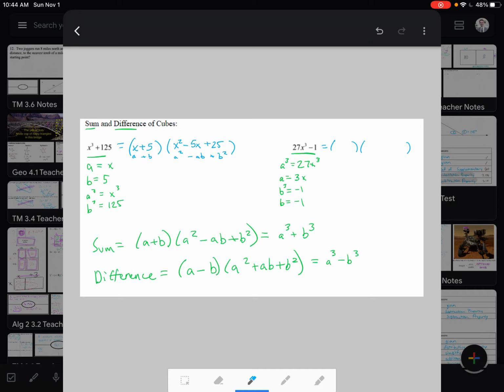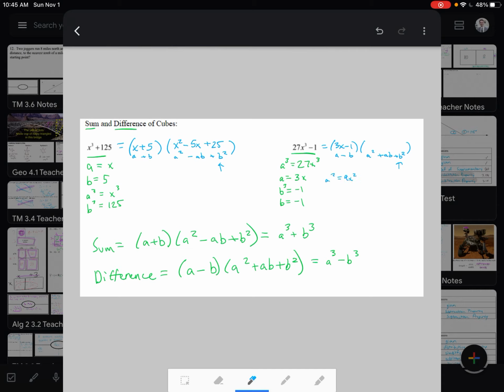For our next one here, we have the difference subtraction problem. So we have a minus b, and then a squared plus ab this time, plus b squared. You'll notice one thing that won't change: that last term is always plus b squared. All right, so a little bit more challenging, so we have a few more numbers to deal with, but a minus b, so 3x, b is -1.